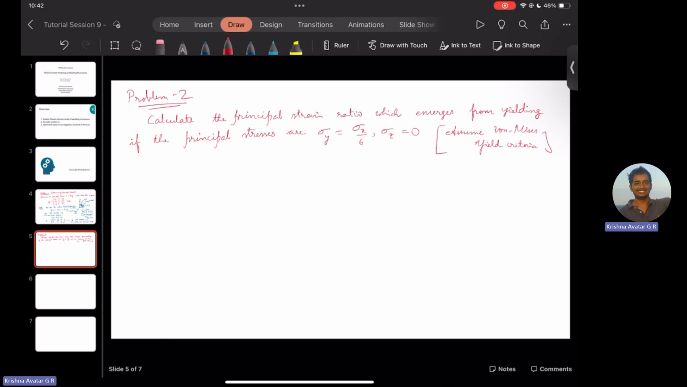So we'll go back and recall what we had learned: d epsilon 1 is equal to 2 times (2 sigma 1 minus sigma 2 minus sigma 3) d lambda, d epsilon 2 is equal to 2 times (2 sigma 2 minus sigma 1 minus sigma 3) d lambda, where d lambda is some arbitrary constant, and d epsilon 3 similarly.